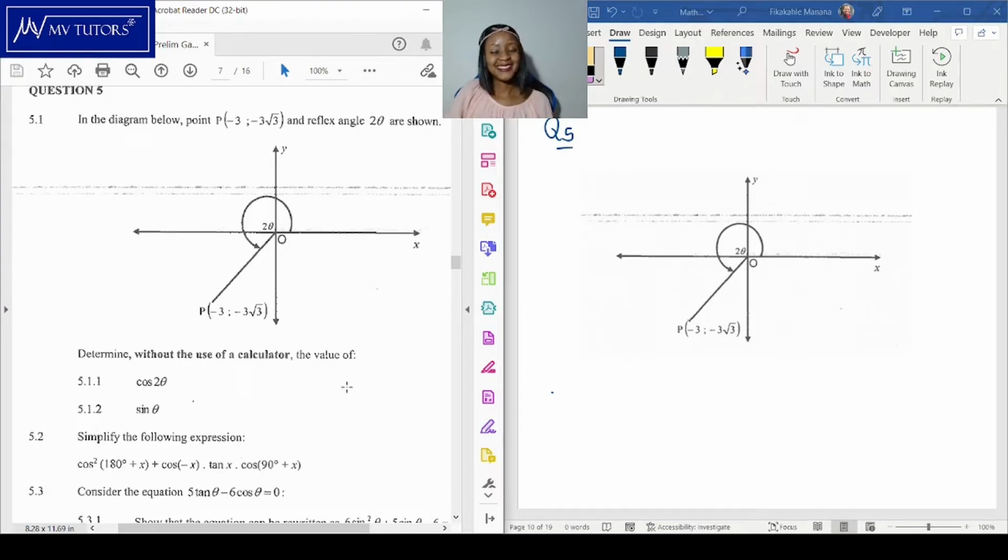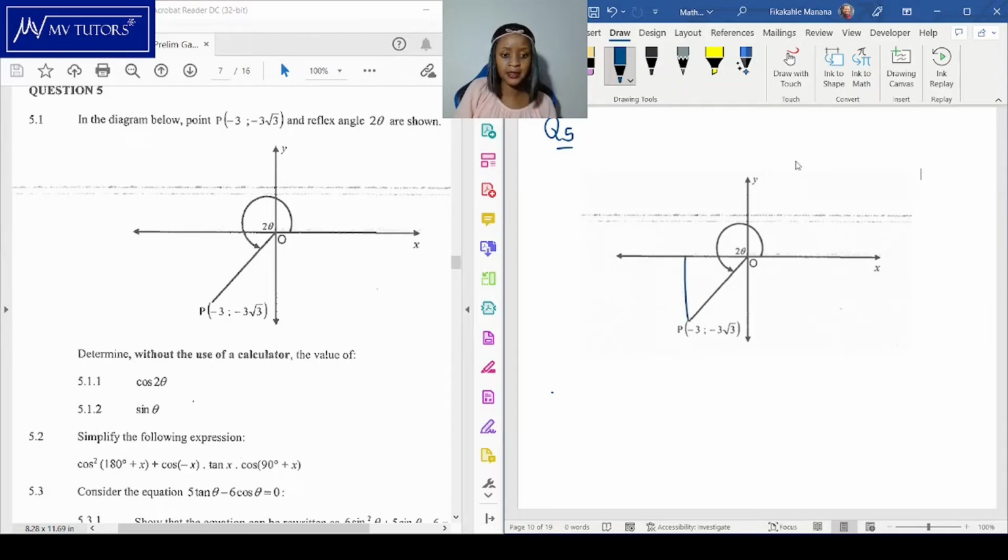Okay, so yeah, question 5. Let's get to it. In the diagram below, point P has an x coordinate of negative 3 and a y coordinate of negative 3 root 3, and reflex angle 2 theta is shown. It's one of those questions you will always expect. So it says determine without the use of a calculator the value of cos 2 theta. So this is 2 theta.